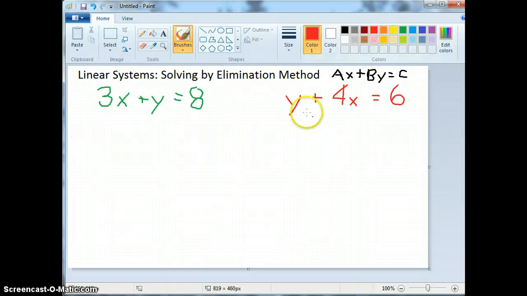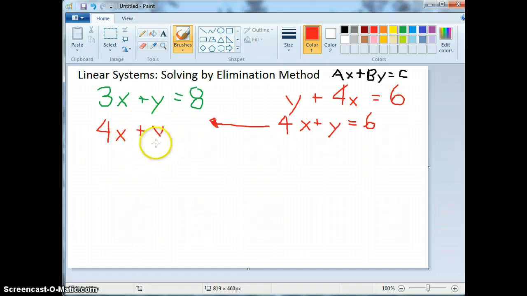And from commutativity, we know that we can just move things around, right? 4x plus y is the same thing as y plus 4x, so I'm going to change this: 4x plus y equals 6. And now we're good to go. So I'm going to go ahead and move this over here so I can use the elimination method. So now I have 4x plus y equals 6.